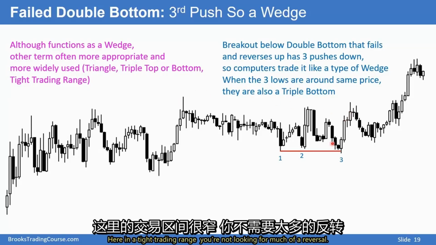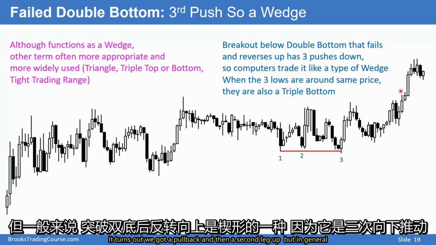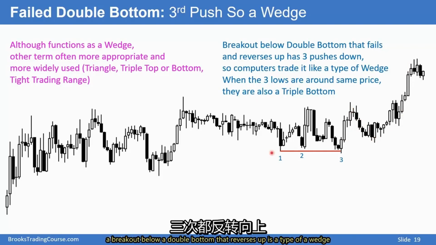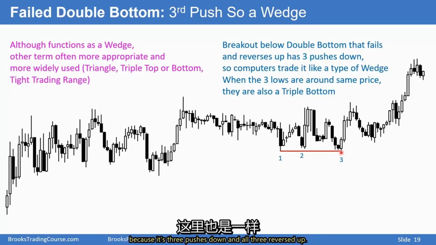Here, in a tight trading range, you're not looking for much of a reversal. It turns out we got a pullback and then a second leg up, but in general, a breakout below a double bottom that reverses up is a type of wedge because it's 3 pushes down and all 3 reversed up.